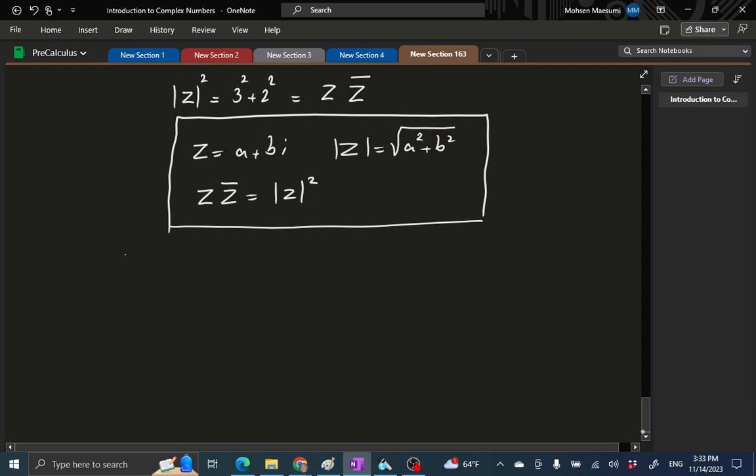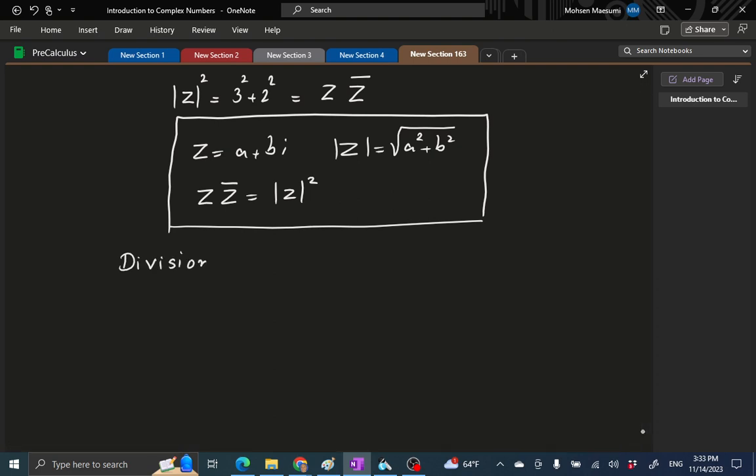Next item up is the issue of division. Division of complex numbers. Let me demonstrate this thing by an example. Suppose I have 2 plus 3i over 5 plus, say, 4i.